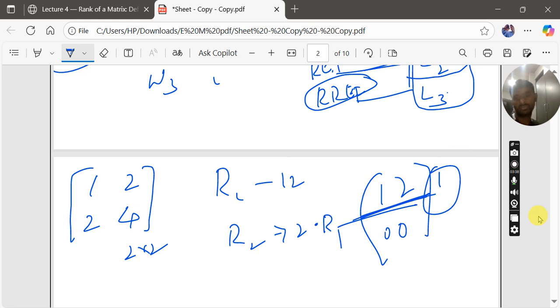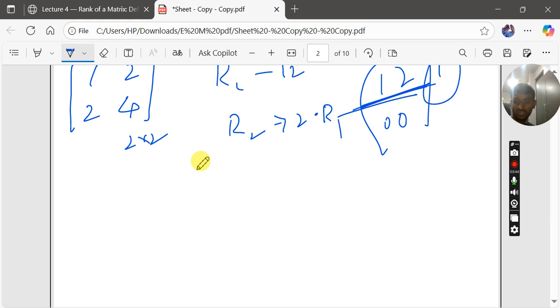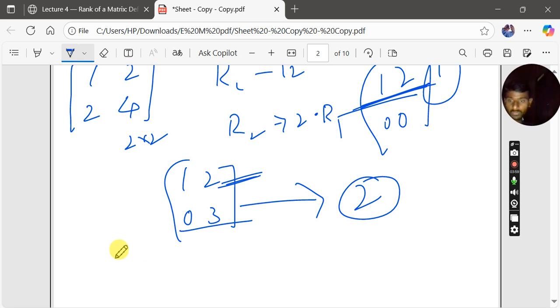Very simple concept. And if you take a 3 cross 3 example, for example, we are having 1 2, 0 3. So it's an upper triangular matrix. If you can see here, the rank will be 2. Why? Because 1 2 will be one direction and 0 3 will be another direction. There is no dependency present there. Let's see one more example.